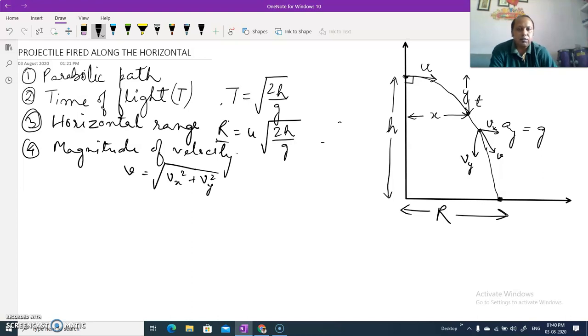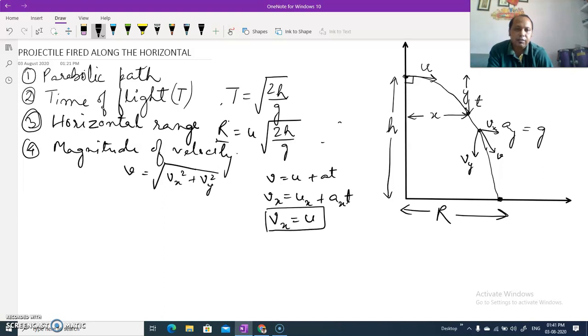Let us first find the value of vx. v is equal to u plus at. This is the general formula that we write. So vx will be ux plus axt. So ax is 0. And ux is u, the initial velocity along the horizontal. So we write vx is equal to u. That is the value of vx that we have calculated.